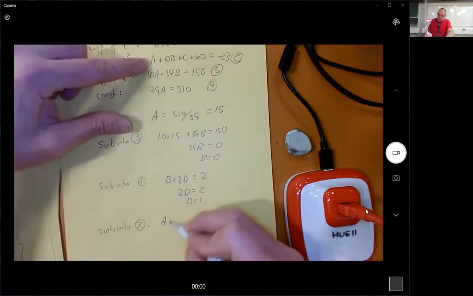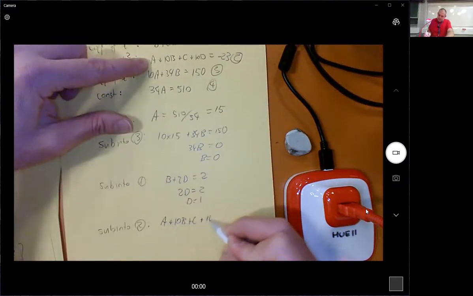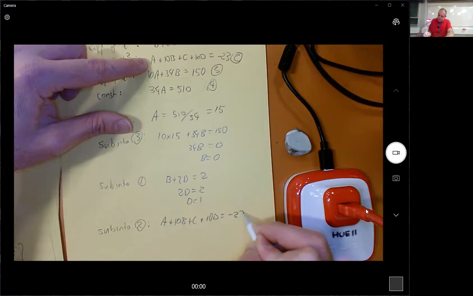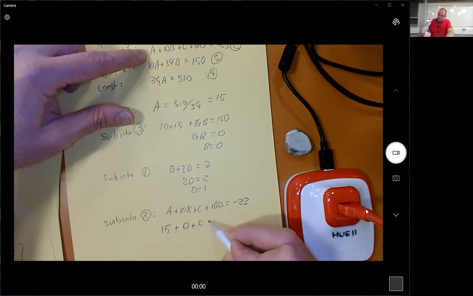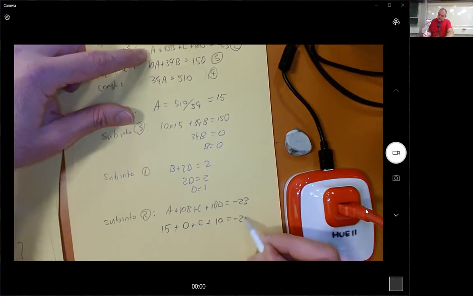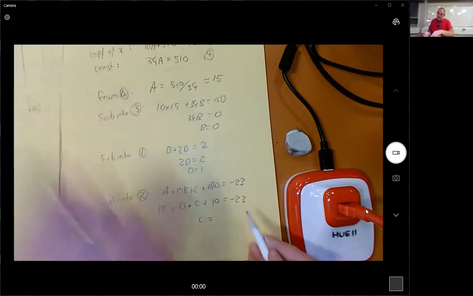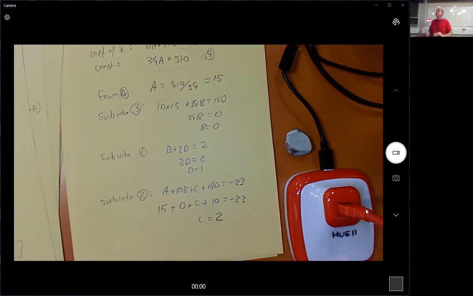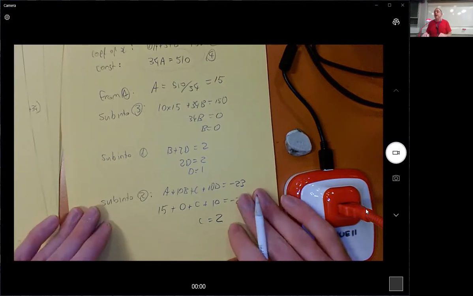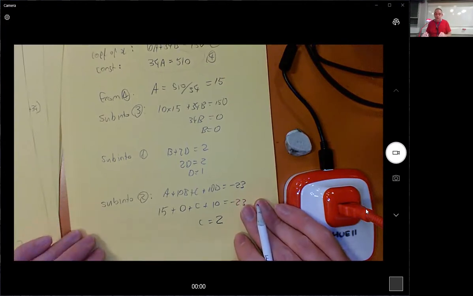So a plus 10b plus c plus 10d equals minus 23. And so I've got a is 15, b is 0, C we don't know, and D is 1. And so C would be minus 23 plus 15 plus 10, which is minus 23 plus 25, which is 2. And so that means I can now actually do my integral. Well, theoretically.